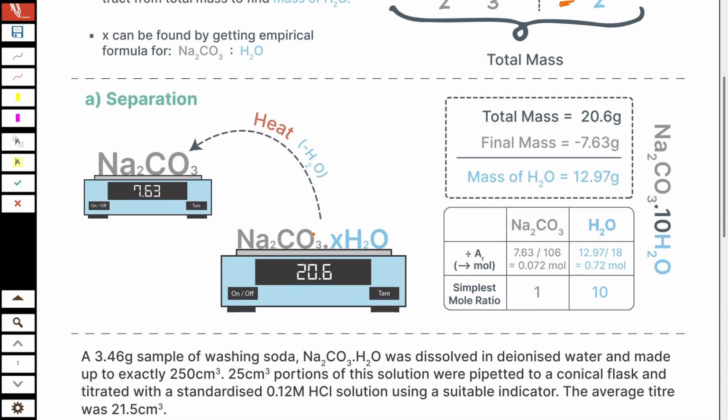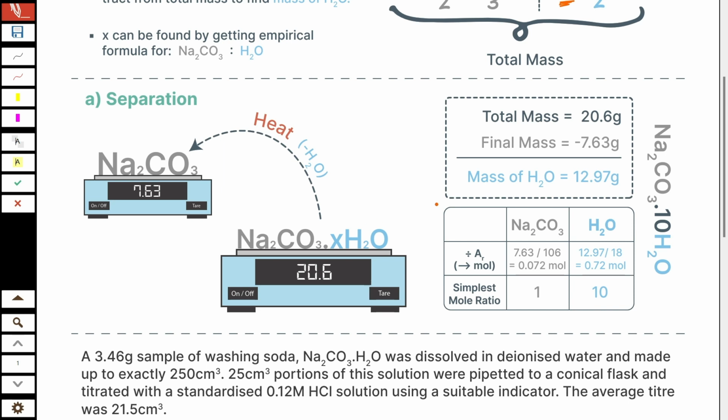If we were to heat it, what we would do is basically we would weigh our crystals, which means we're weighing our sodium carbonate plus all of the associated water of crystallization. Now, when we heat that, the water will be driven off. So it'll essentially lose all of its water of crystallization, and basically what will be left will be just anhydrous, without water, sodium carbonate. Okay, so this is going to give us our sodium carbonate. So here you can see in this example, we had 20.6 grams of crystals. We heated it, driving off the water to leave us with 7.63 grams of our pure carbonate.